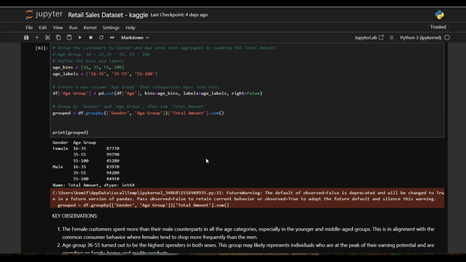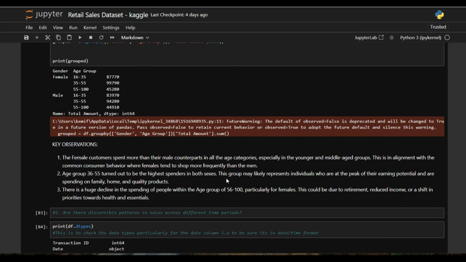This shows that this age group is at the peak of their earning potential and is able to spend more, perhaps on themselves, on family, and all that. Then we also notice that the age group 55 to 100 made the least purchases. Their total spend for females is 45,000 and for males is 44,000, which shows that this is the age group whose priorities have probably changed, and they are spending less on items sold by the company.